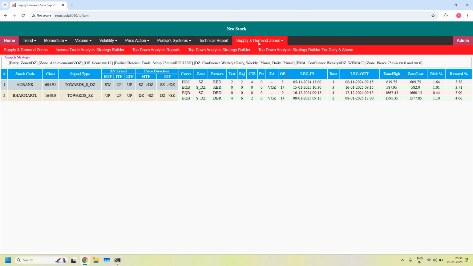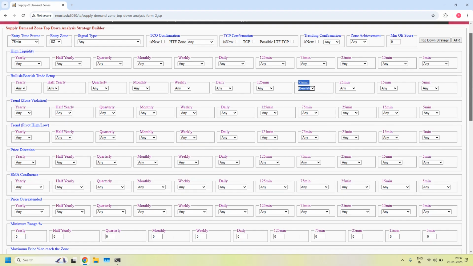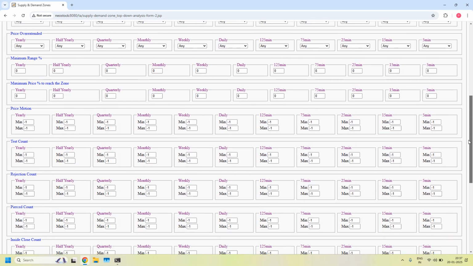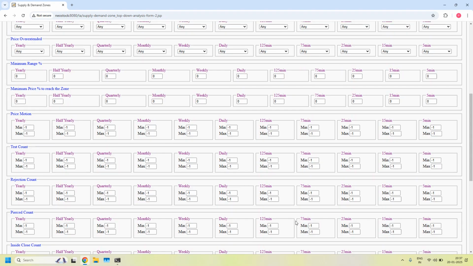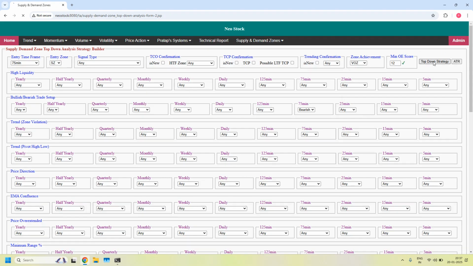Next, bearish trade setup for weekly income trade. Entry time frame is 75 minutes. Entry zone is supply zone. In bullish or bearish trade setup at 75 minutes, I am selecting bearish. And 75 minute supply zone should not be pierced. So in the pierced count, at 75 minutes time frame, I am setting minimum value 0, maximum value 0, zone achievement VOZ. Odd enhancer score 12, all 3 filters applied to 75 minute supply zone.